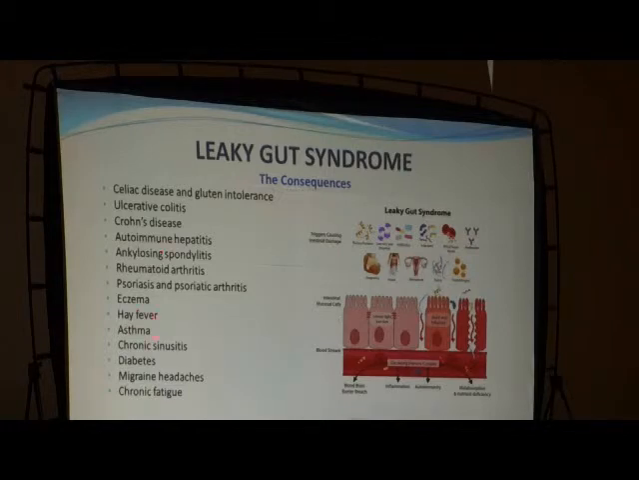Eczema, hay fever, asthma, chronic sinus infections, diabetes, migraine headaches, and chronic fatigue. So you can see that our gut controls our whole body, and obviously if you have a problem with the gut, you may end up with a number of different problems in different areas of the body.